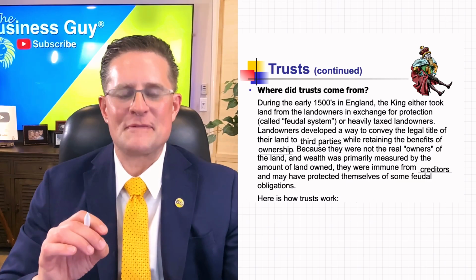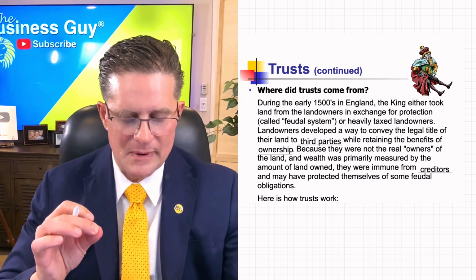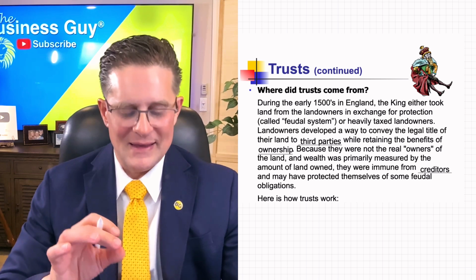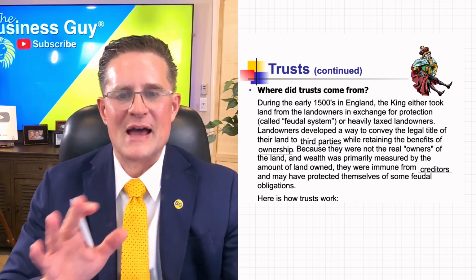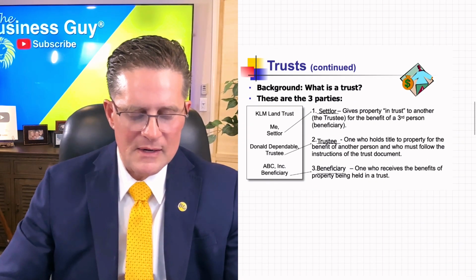And because the beneficiaries were not the true landowners, their wealth was primarily measured by the amount of land they owned, and the king would tax them based on that. In this case, they put it in the trust, so they were immune from the huge taxation that the king could impose. So that's where trust started. Now here's how trusts work.